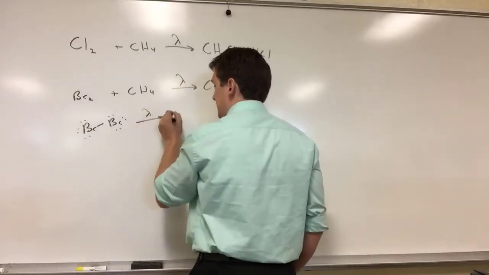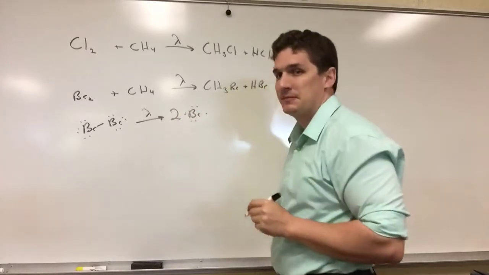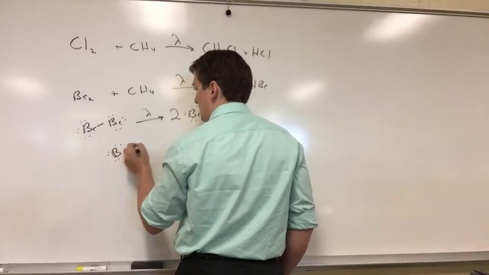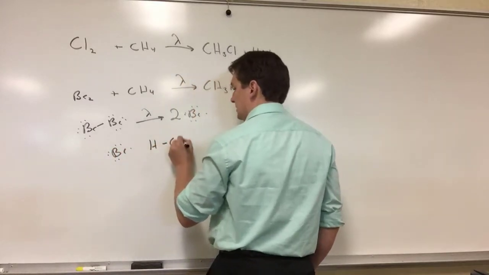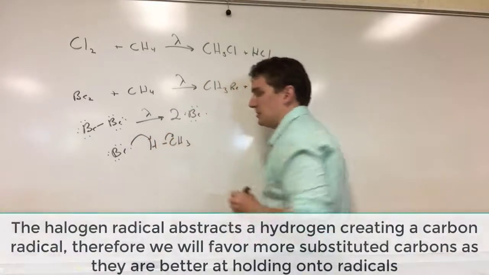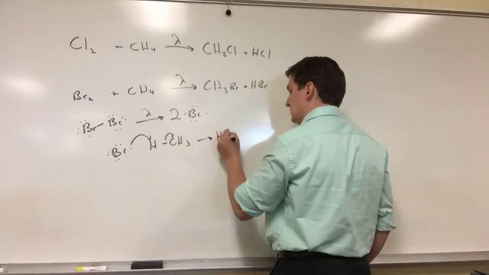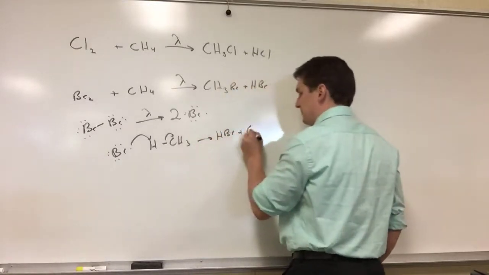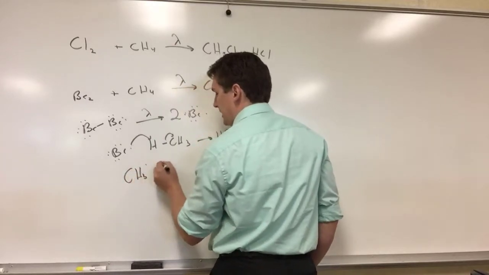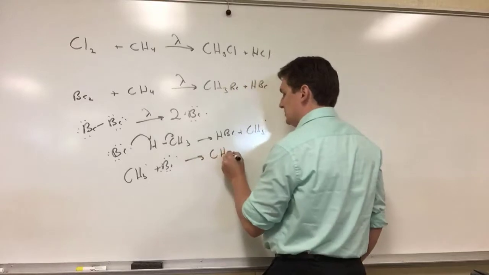So if we have bromine, the first step with the light is to give us bromine radicals. The next step in the mechanism is that our bromine radical is going to attack hydrogen, cleaving this H-C bond to give us HBr and the CH3 radical. The CH3 radical further reacts with the bromine radical to give us CH3Br.